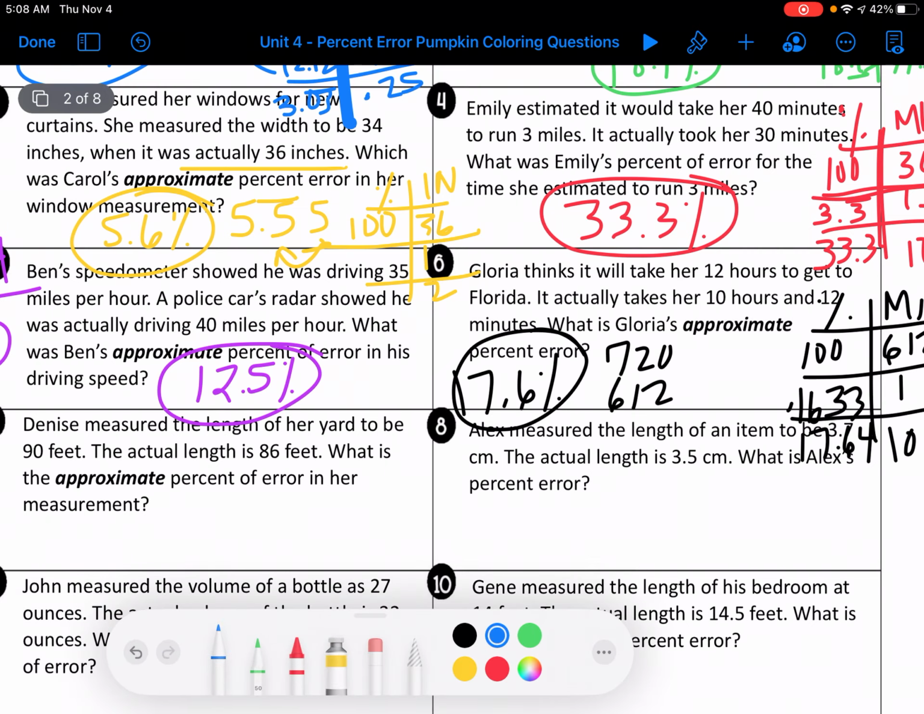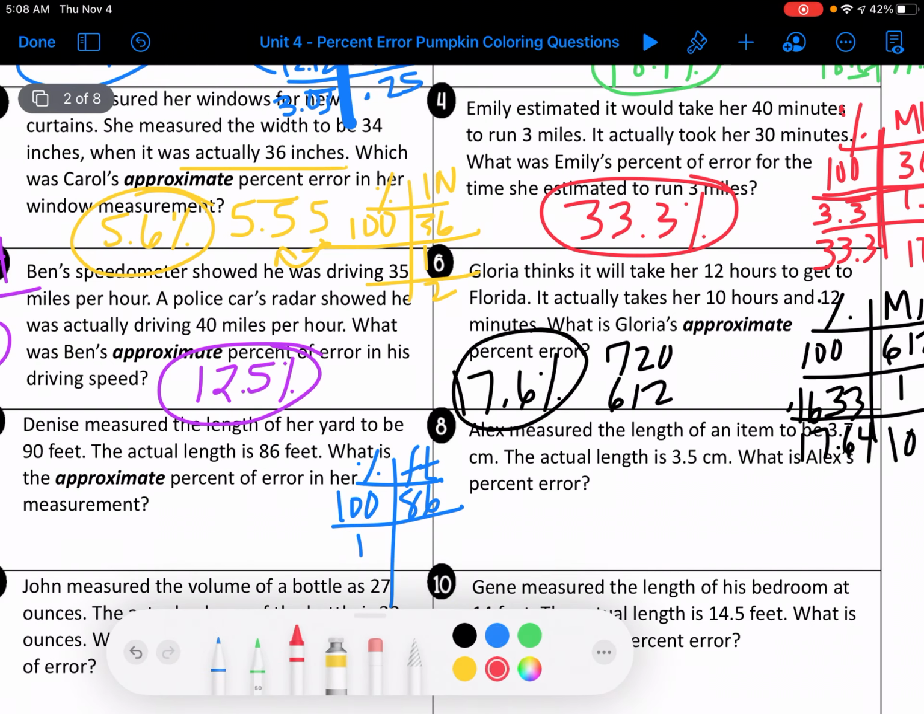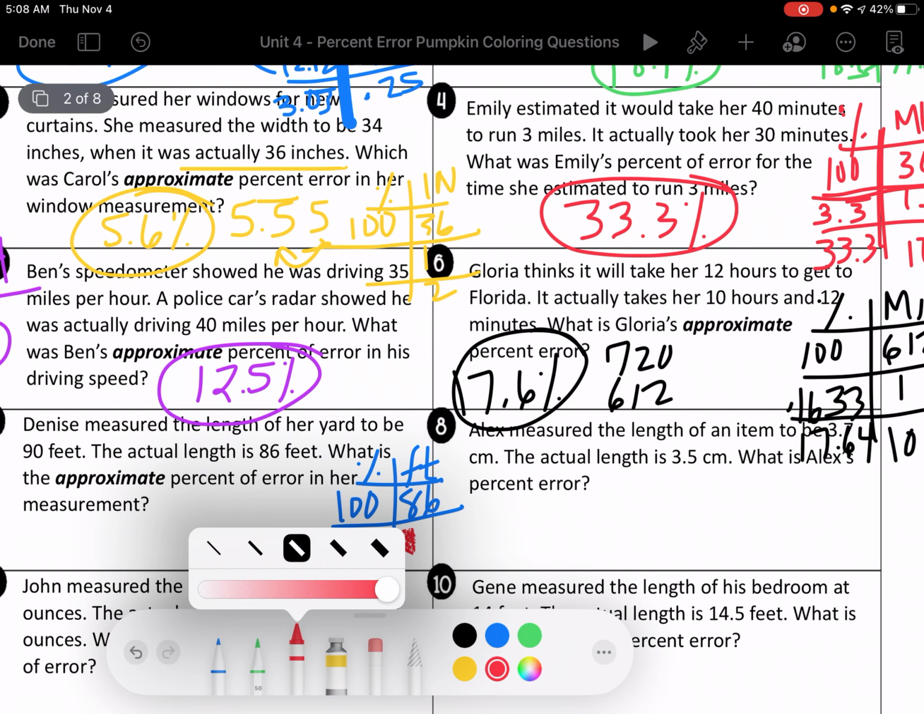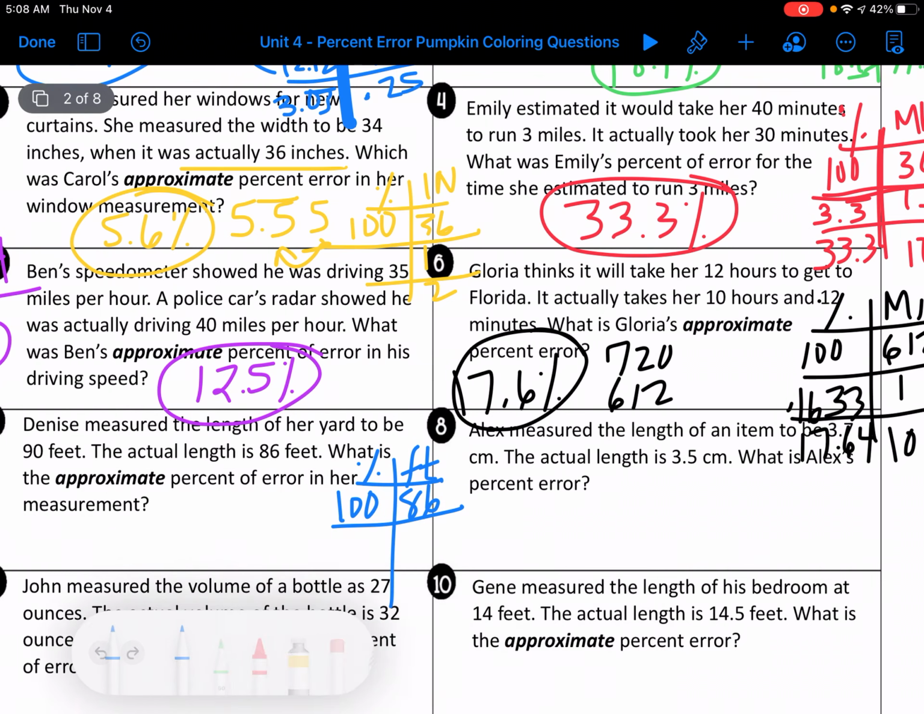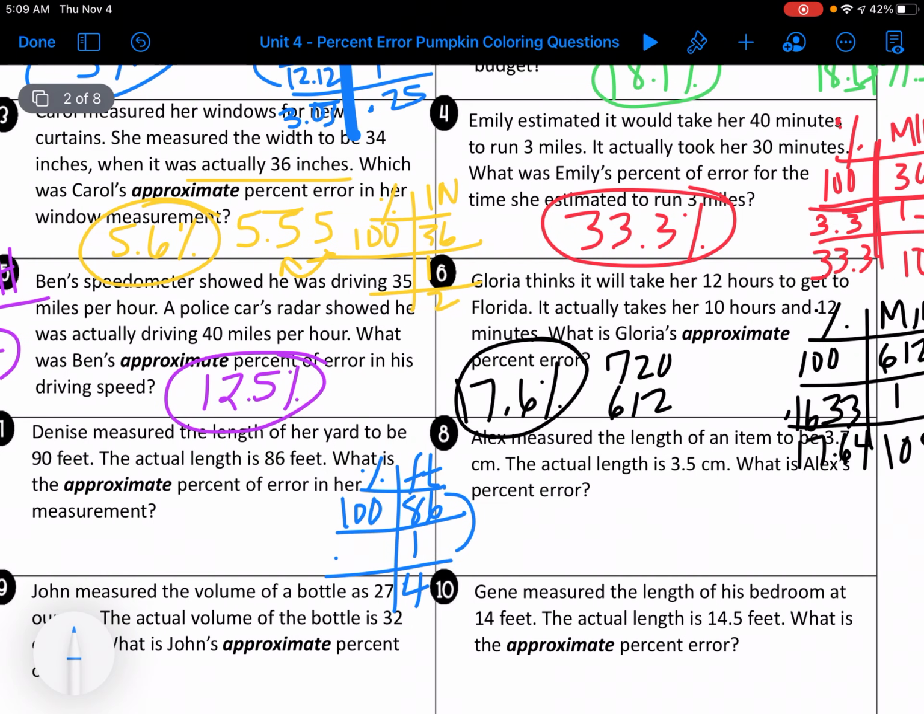The next one says Denise measured the length of her yard to be 90 feet. The actual length is 86 feet. What was her error? So 100% is 86 because that's the actual, and she's off by 4. So I'm going to divide by 86. So 100 divided by 86. I get a crazy number, 1.162.